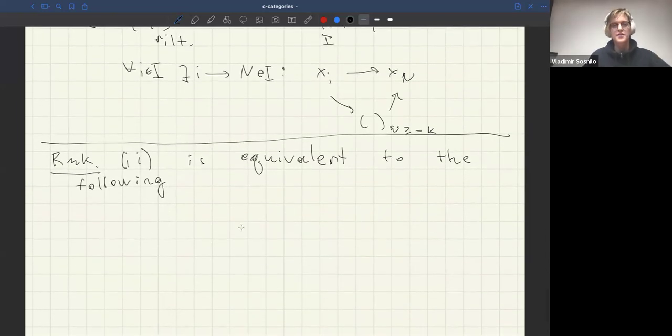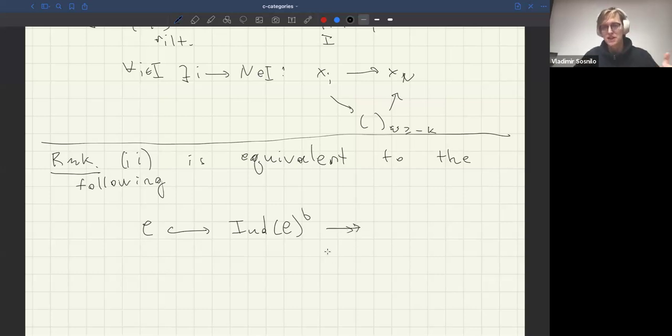So under the first condition, we have the following picture. We have C embedded into the bounded objects inside Ind of C. And we might consider the Verdier quotient of this embedding. I mean, up to some set theoretical issues, since this is not a small category, but in fact you can avoid them. You can take the Verdier quotient.